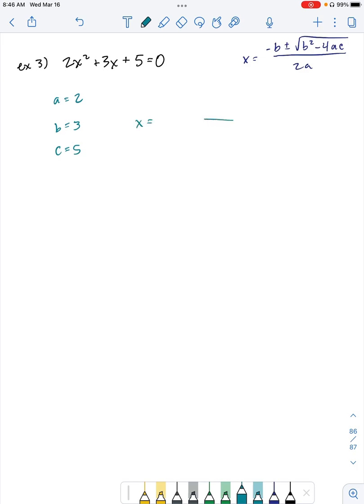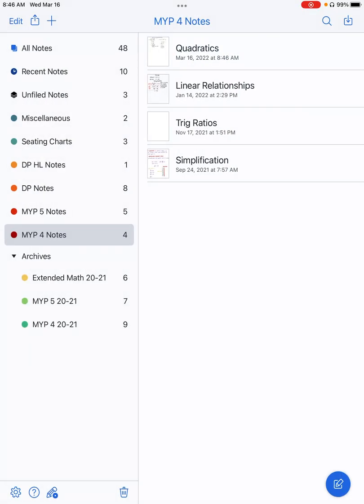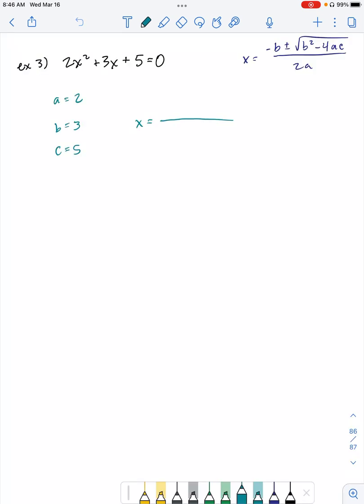X equals the opposite of b, or negative b, which is negative 3, plus or minus the square root of b squared, or 3 squared, minus 4 times a, which is 2, times c, which is 5. All over 2a, so 2 times 2.